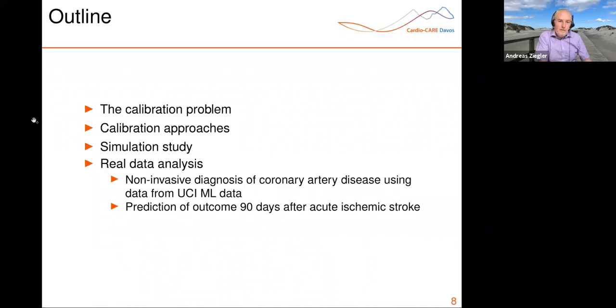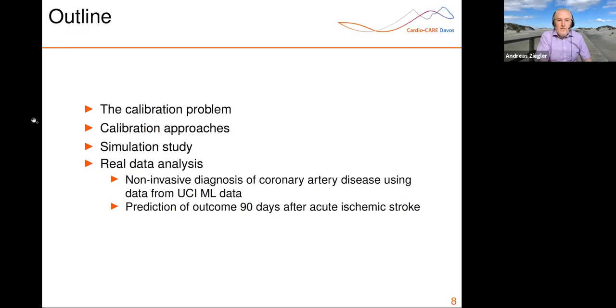The first data set is from the University of California in Irvine machine learning data repository. It's the standard Cleveland Clinic data. So it's on the diagnosis of coronary artery disease in a non-invasive way.